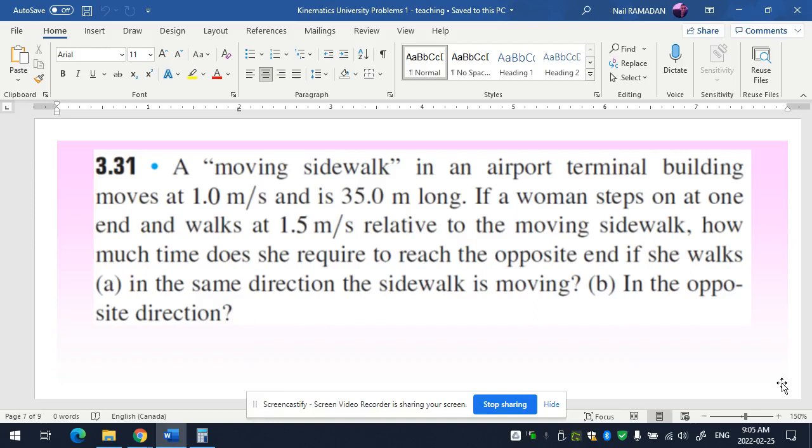Did they tell you which direction? No, we can pick any direction if we want. Okay, so we'll pick a direction later.